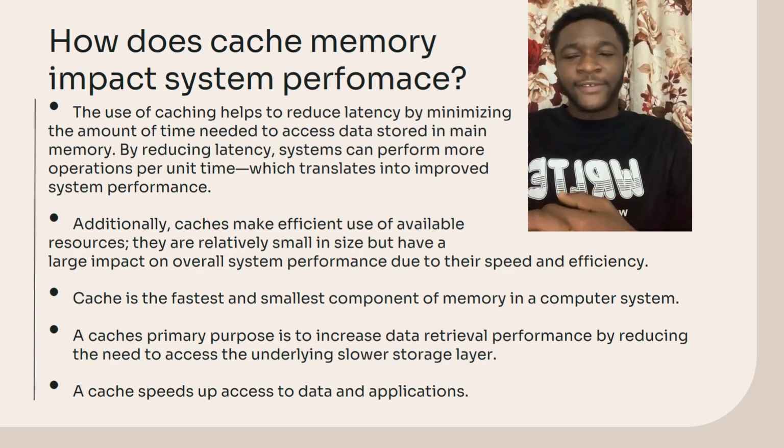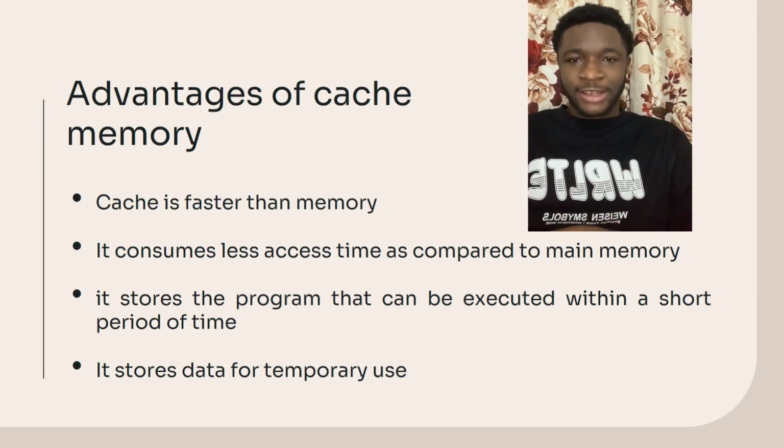So we're talking about the advantages of cache memory. 1. The cache memory is faster than the main memory. 2. It consumes less access power as compared to the main memory. 3. It stores a program that can be executed within a short period of time. 4. Data can be accessed for temporary use.